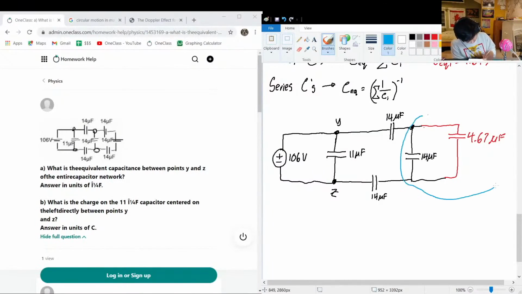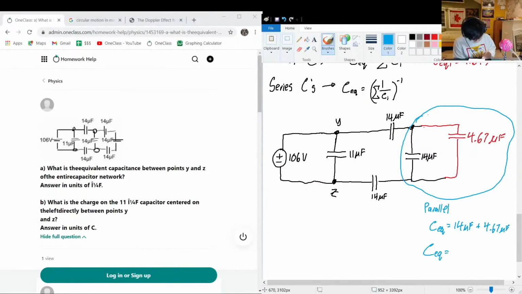Now here, let's do this in a different color. We got a couple blues. So this will be parallel. CEQ is just going to be 14 microfarads plus 4.67 microfarads. Equivalent parallel capacitors, those are nice and easy, so this will just be 18.67 microfarads.